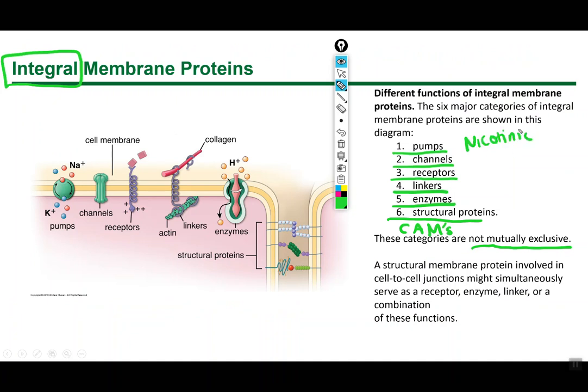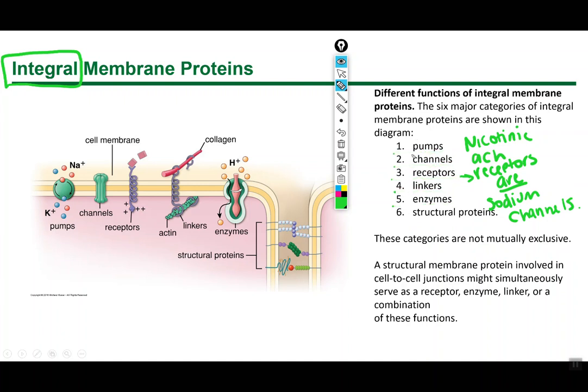nicotinic acetylcholine, we abbreviate that ACh, receptors. These are receptors, but they're also channels by which sodium can pass into the cell. So they're in the middle of the Venn diagram between channels and receptors. That's just one example. I'll give you others as we move along in the term. I just wanted to give you an example so I can prove to you that what I'm telling you is not lies, it's all real.